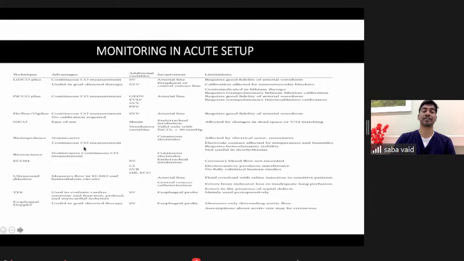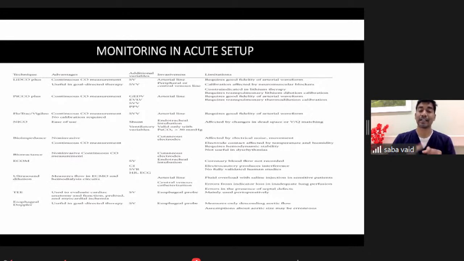So basically, all these monitoring devices will give you an idea about the cardiac output, the intravascular volume and the vascular resistance. So at some point, it tells you whether the patient requires fluids or the patient requires an inotropic agent. It tells you, oh, it's not the fluid, the fluid is okay. It's the heart which is not contracting properly. Then you have to give an inotropic agent.